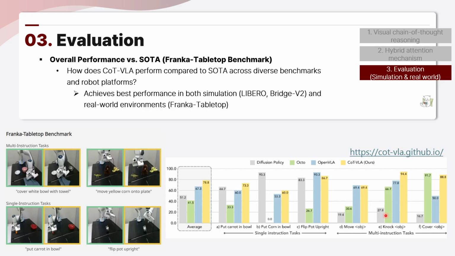The last contribution is that the authors conducted extensive experiments in both simulation environments such as Libero and Bridge V2 and in the real-world robot environment, Franka tabletop. In fact, CoT-VLA achieved state-of-the-art performance across multiple benchmarks, both in simulation and in the real world. Here you can see the results on the Franka tabletop benchmarks, and for other benchmarks, the detailed results are available on the website.